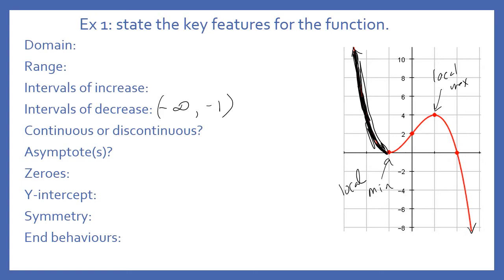Then for the next part of the graph, from -1, go left to right, I'm increasing, but as soon as I hit 1 on the x-axis, that's 1, it changes. It's a local maximum, and it goes from increasing to decreasing. So that's an interval of increase, and that, again, does not have a square bracket. Does not include those points. So circular brackets.